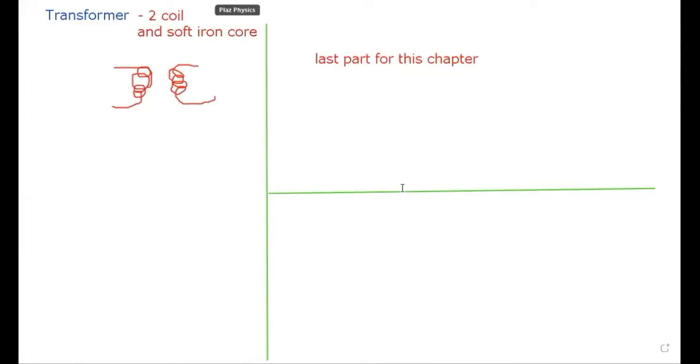For transformer, then we do revise. Transformer has 2 coils and 1 soft iron core. Okay, I explain about the 2 coils first. The soft iron core I will explain later. The left hand side is the so-called primary coil. Then this one we call the secondary coil.